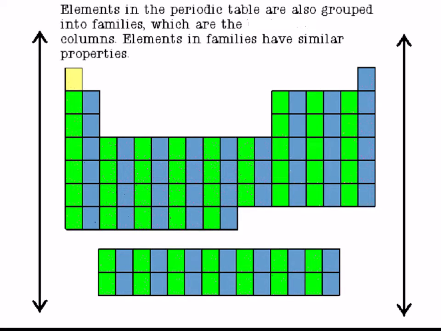Beyond that, elements are grouped into families, which are vertical columns, and then periods, which are the horizontal rows. Elements in families, so if they're in vertical columns together, will have the same properties. That's why they're in a family together.